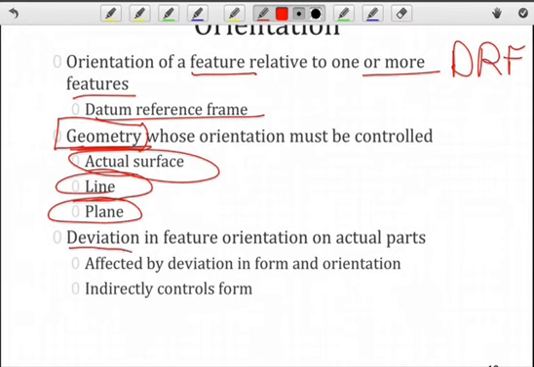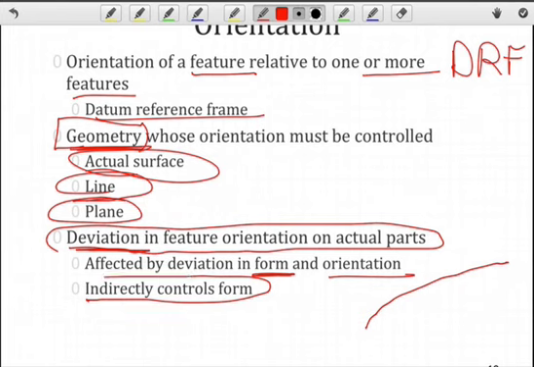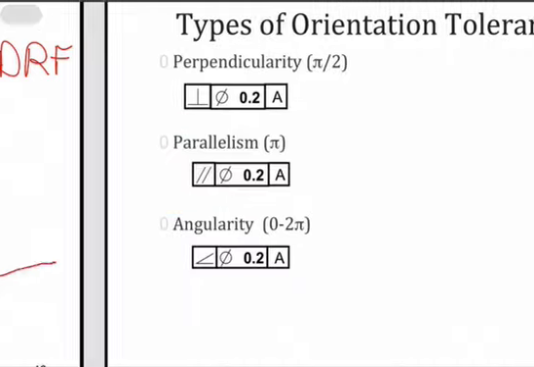We also know that we'll have deviations in feature orientation when we produce this part. And this will be affected both by its shape, for instance, if I've got an axis that's curved, as well as the orientation in which that feature was created. Indirectly, by controlling the orientation, we will affect the shape of the object.